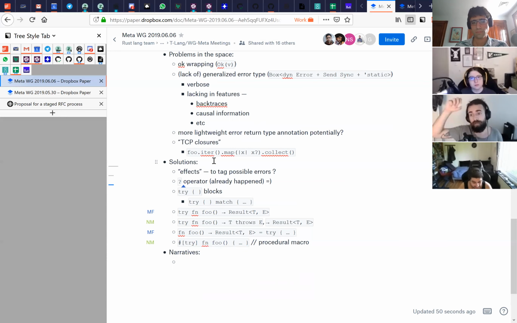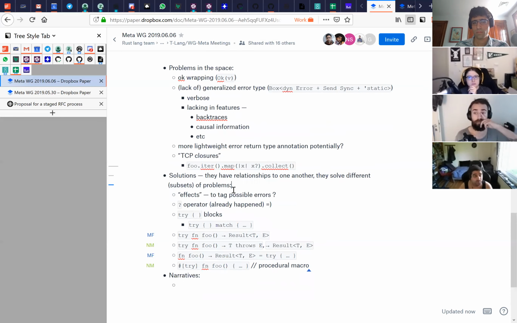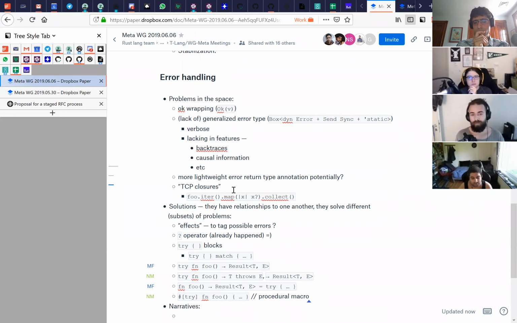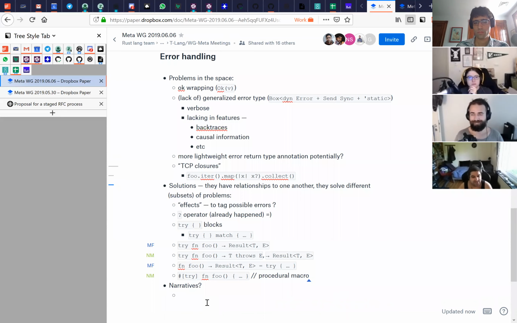notably here the solutions also solve different problems. So the procedural macro is something that you could do in a library. Presumably, it would just be a crate, and the shorthand for trying, like equals try, would be nice sugar for match and one-liner functions, and it's not specific to error handling, but it helps error handling.